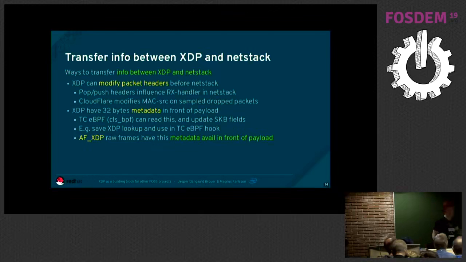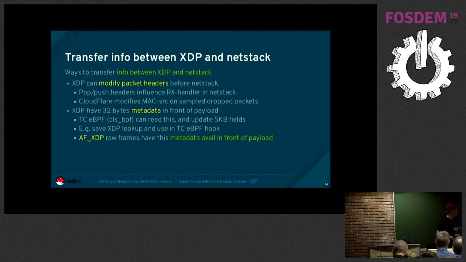So when people start to play with it, I also want to mention how you actually transfer information between XDP and the network stack. So one trick is you can modify the headers before you call the network stack. So even though you call XDP_PASS, you can modify the headers and push and or pop headers, and that way influence which receive handler the network stack will use. That means you can, in principle, have the kernel handle a protocol encapsulation that the kernel doesn't know about. You still have to do some work on the transmit side also, of course.